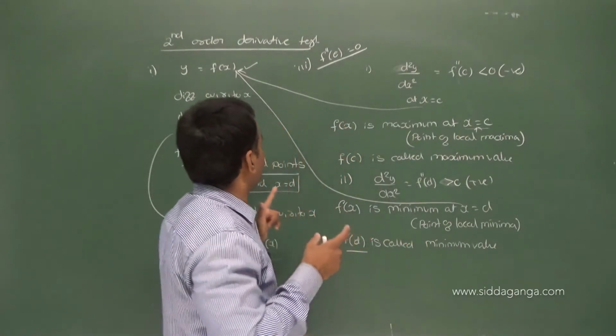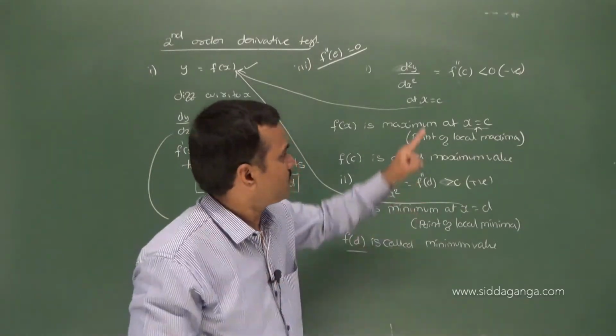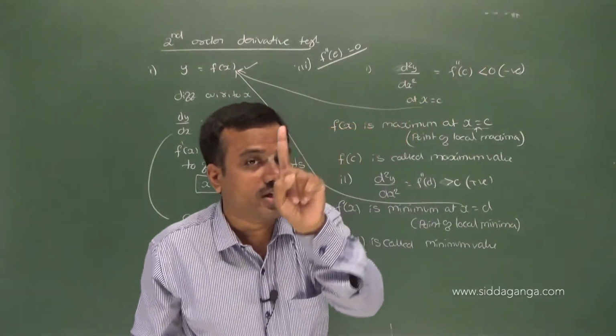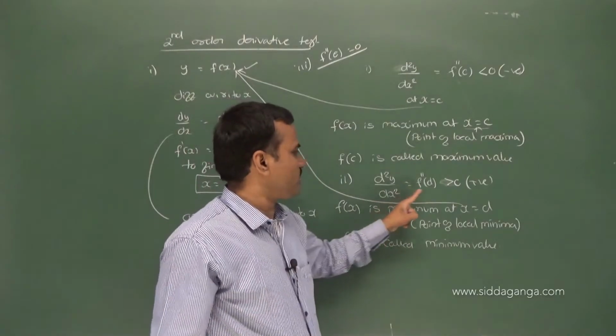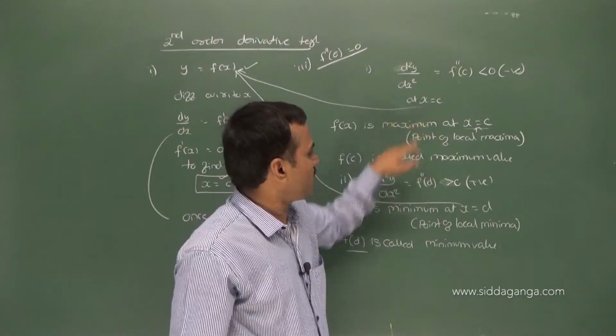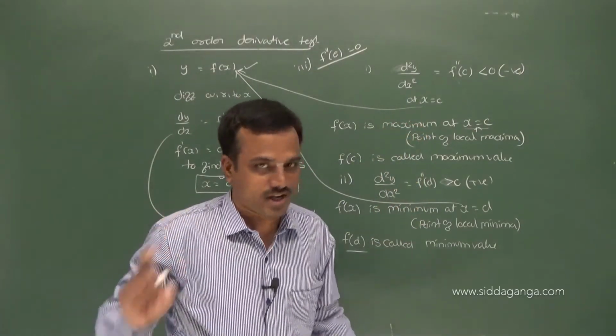Okay. So once again I say, when the function is maxima at x is equal to c, f double dash of c is what? Negative. When the function is minima at x is equal to d, f double dash of d is what? Positive. So that point we call it as point of local minima or point of local maxima.